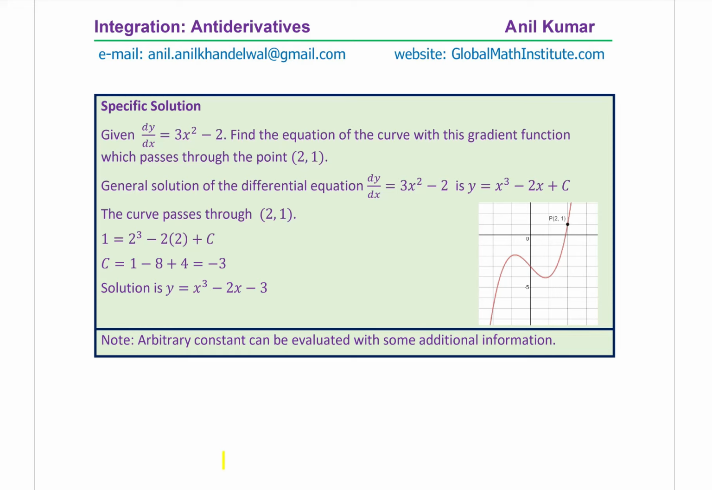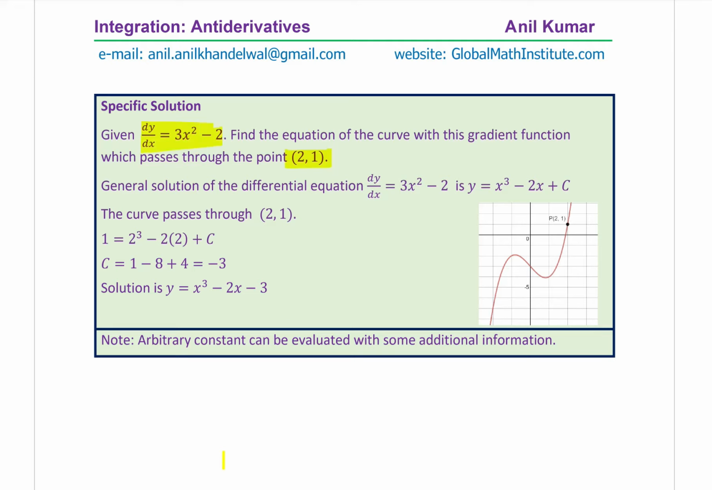So now we are given the gradient. We need to find the equation of a curve which has the given gradient, but which also passes through a given point. So since we are given a point, we are very specific about our graph, and so we have a specific solution. Okay. So now let's once again look into what is given to us.